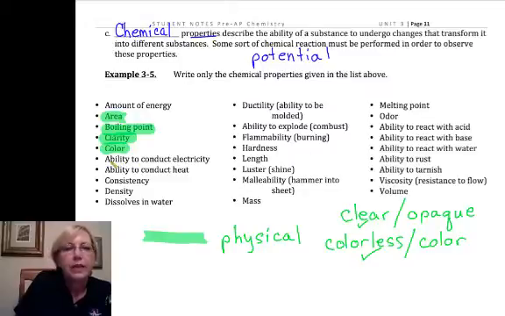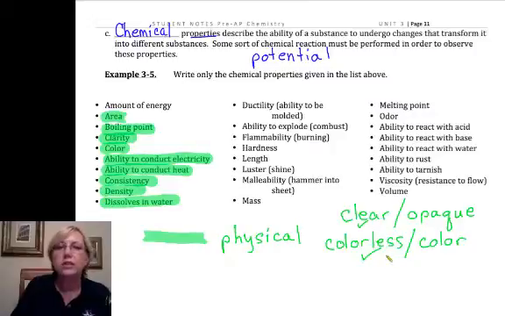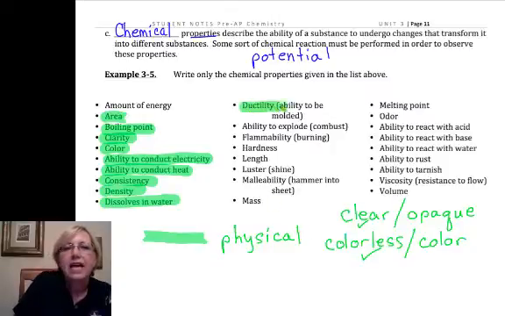Okay. Ability to conduct electricity. I can conduct electricity through copper wire without changing the copper. Ability to conduct heat. Consistency, density, dissolves in water, solubility. That has a little ambiguity to it that we'll touch on more in AP chemistry. Ductile. Ability to be molded. A better way to think of ductile is the ability to be stretched into a wire or pulled into a wire.